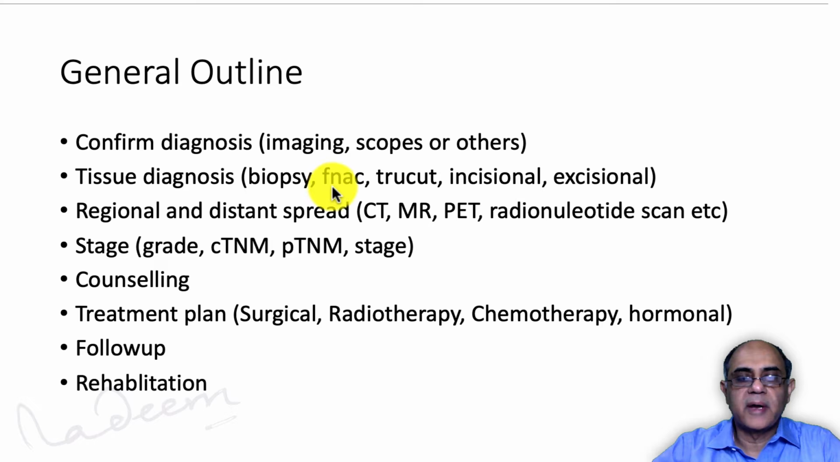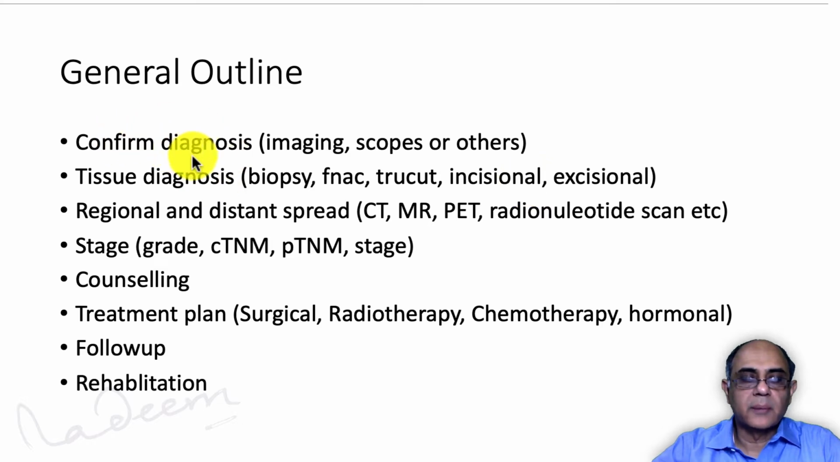It can be a fine needle aspiration cytology, it can be a trucut, it can be an incisional biopsy, it can be an excisional biopsy. Trucut is a special needle which takes a piece of the tissue itself. FNAC is slightly different because we just put in a small needle and take a few cells. So this is a cytology. The rest of the biopsies are for tissue diagnosis.